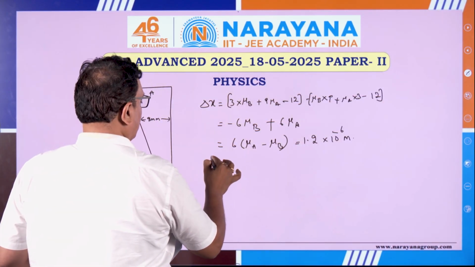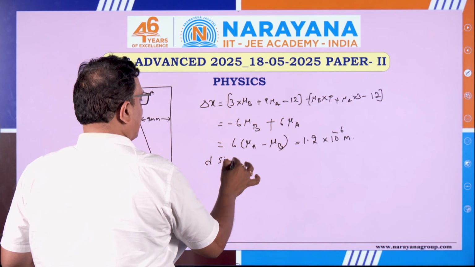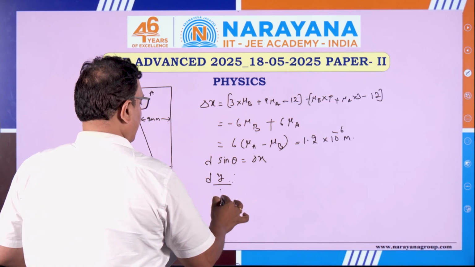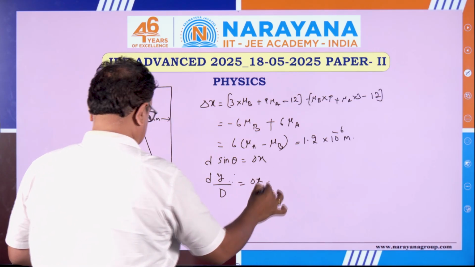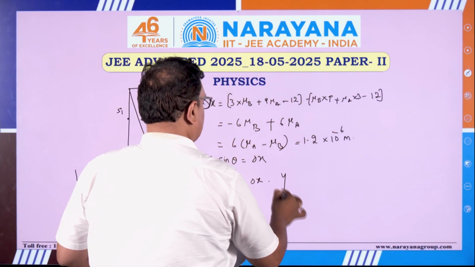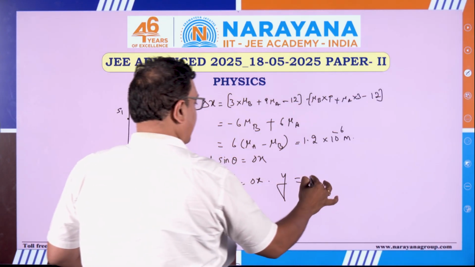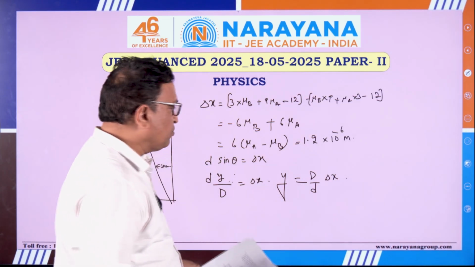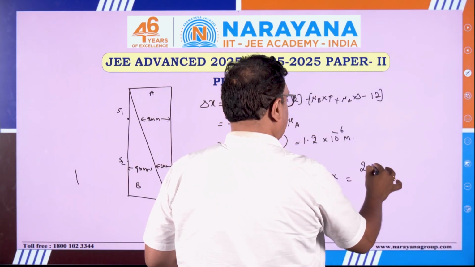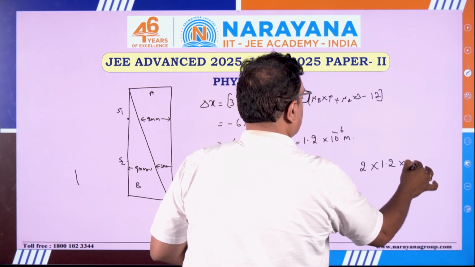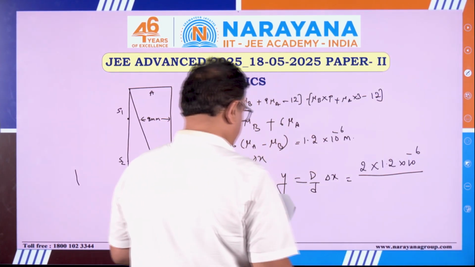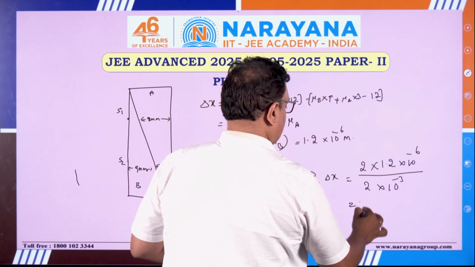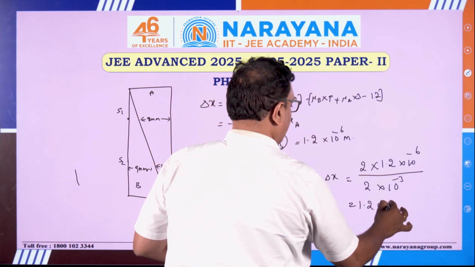Don't forget, you will write d sin theta as the path difference, which means d times y by capital D is delta x. With this, I will get y as D by small d times delta x, and I will substitute the values here. D is given as 2 meters and it is 1.2 into 10 power minus 6 divided by d, 2 millimeter, 10 power minus 3. So I will work this out and I got it as 1.2 millimeter.